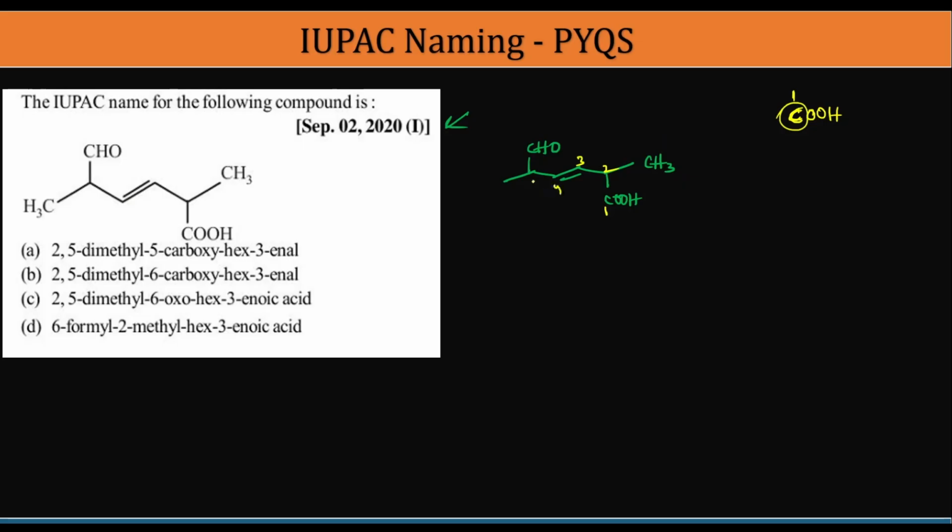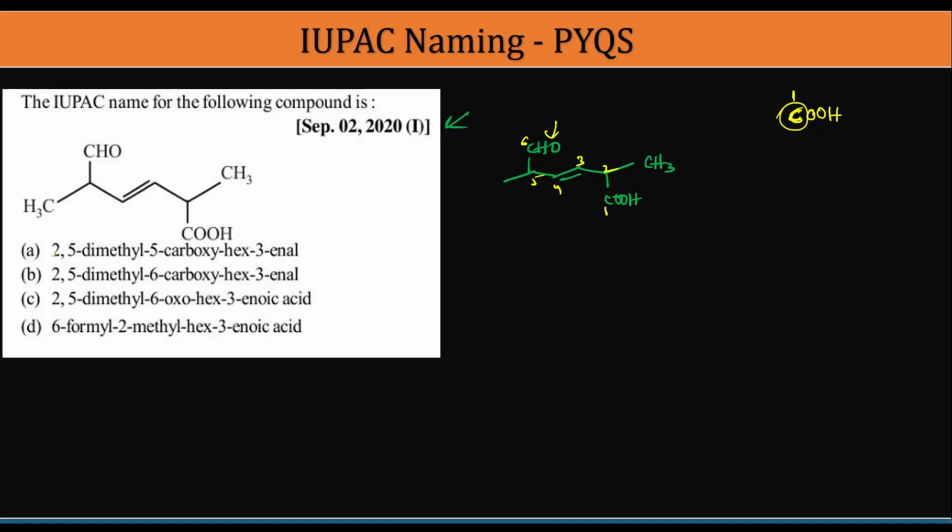3 will give 4, 5, and we have to give it to this also 6, right? We need to give numbering on the aldehyde group also. But here this aldehyde acts like a locant or substituent. Here this is the highest priority group, so at the end you will get enoic acid.